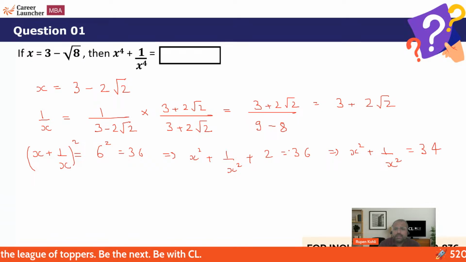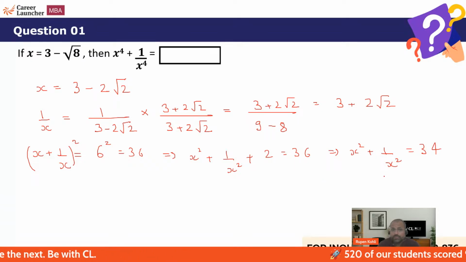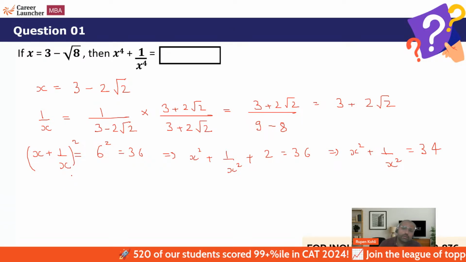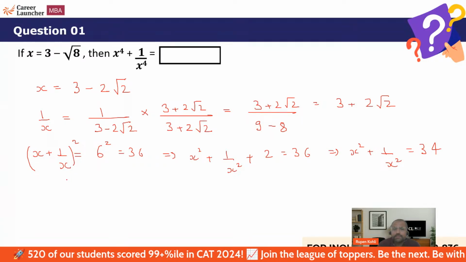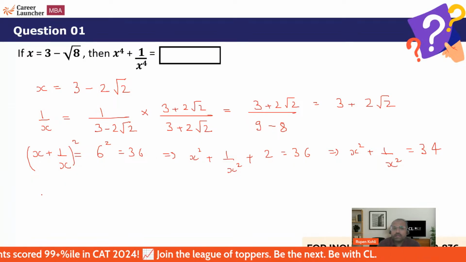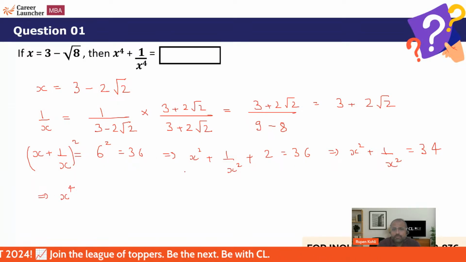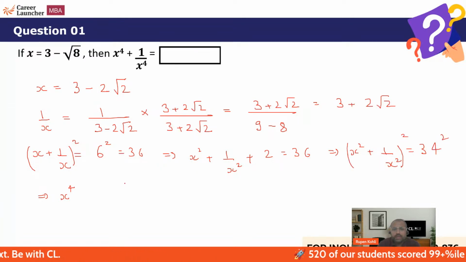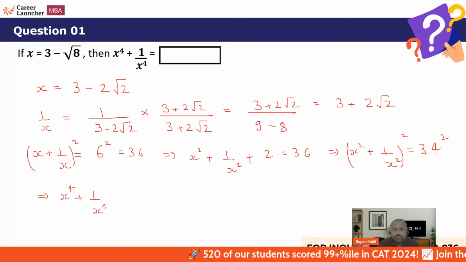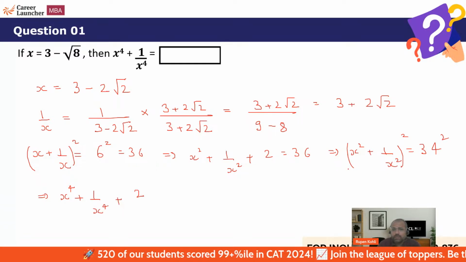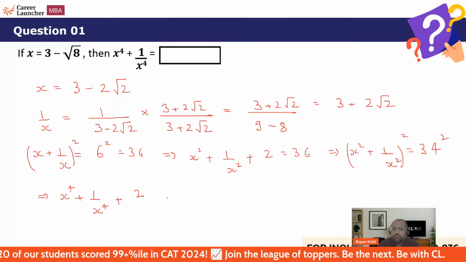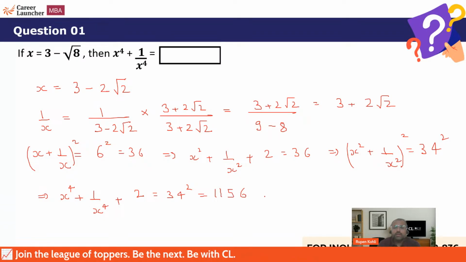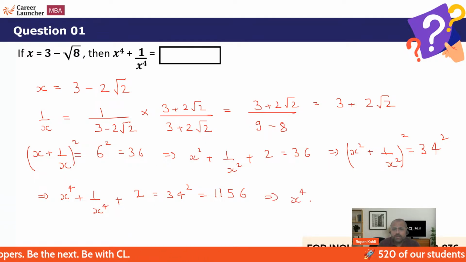So the way in which we easily could figure out x square plus 1 by x square from x plus 1 by x, likewise, in the next step, we can again do squaring on both the sides, repeat the process one more time, and that will help us reach the desired result. So x raised to power 4, squaring both the sides on this equation now, this whole square is this square. So x raised to power 4 plus 1 by x raised to power 4 plus 2, because 2 into this is 1. So 2 equals 34 square. 34 square is 1156. So our answer becomes x raised to power 4 plus 1 over x raised to power 4.